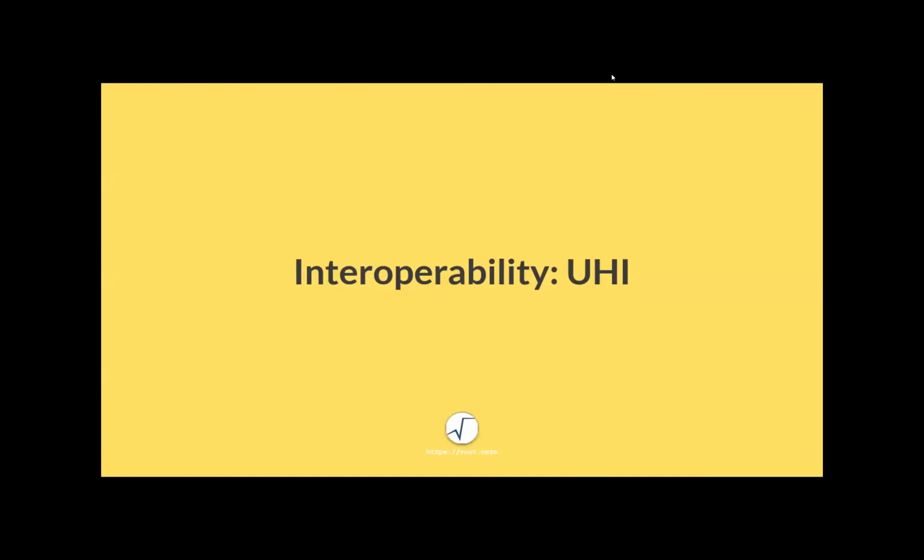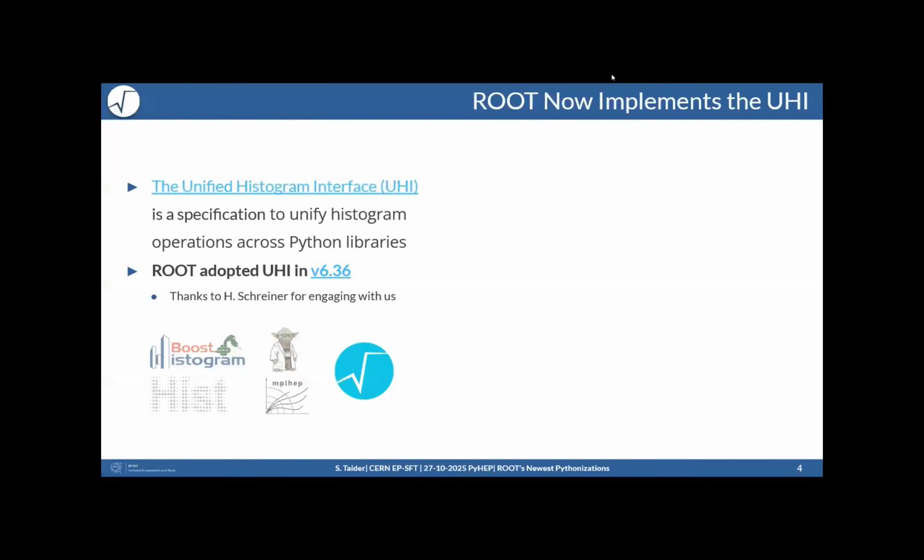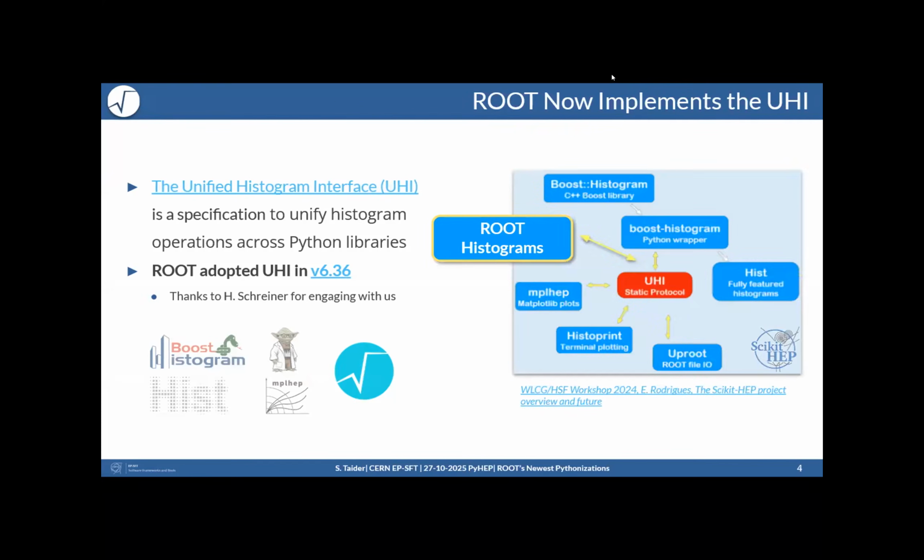And a great example of that is ROOT's recent adoption of the Unified Histogram Interface. The UHI is a specification that is meant to unify histogram operations across different Python libraries. And ROOT adopted the UHI in version 6.36, effectively connecting it to the broader Python ecosystem, as you can see on this plot here.